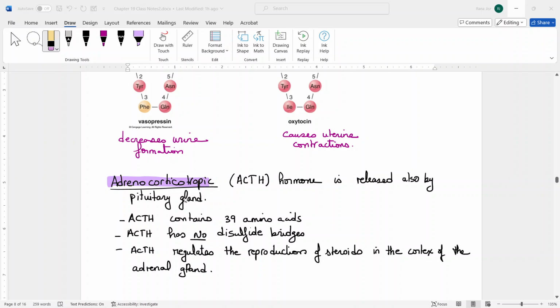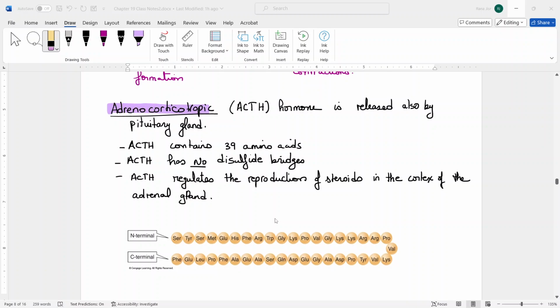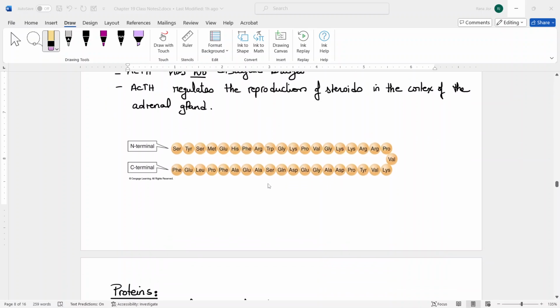Another important polypeptide is the adrenocorticotropic hormone, the ACTH hormone. This is also released by the pituitary gland. It has 39 amino acids, and the amino acids have no cysteine in them, so there are no disulfide bridges. This one regulates the production of steroids in the cortex of the adrenal gland.